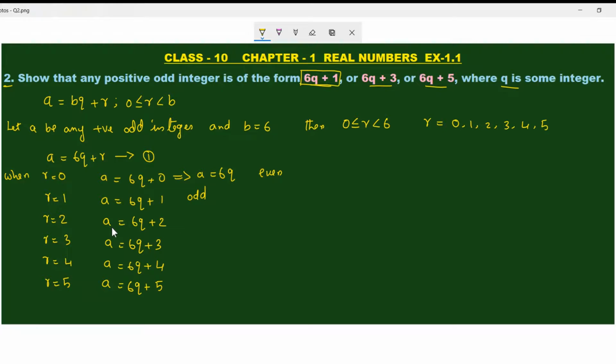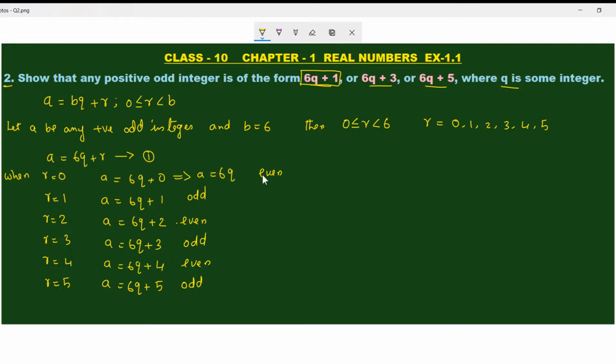Similarly, you can see the third equation, A is equal to 6q plus 2. Here 6q is an even number, we know. In this case, we are going to add the even number 2 to 6q, so we'll get an even number, isn't it? In this case, A is even. Next, 6q plus 3. 6q is even, adding 3, then the sum will be odd. Here 6q plus 4. This is even and this is also even, then the sum is also even. In the last case, it is odd, because an even number is added to the odd number 5. So the sum is odd.